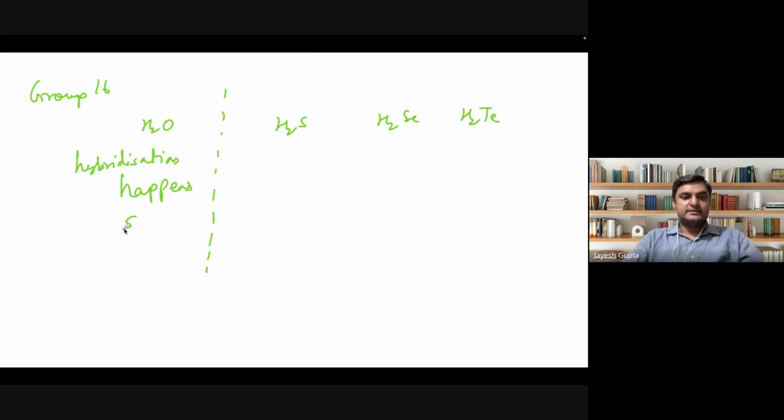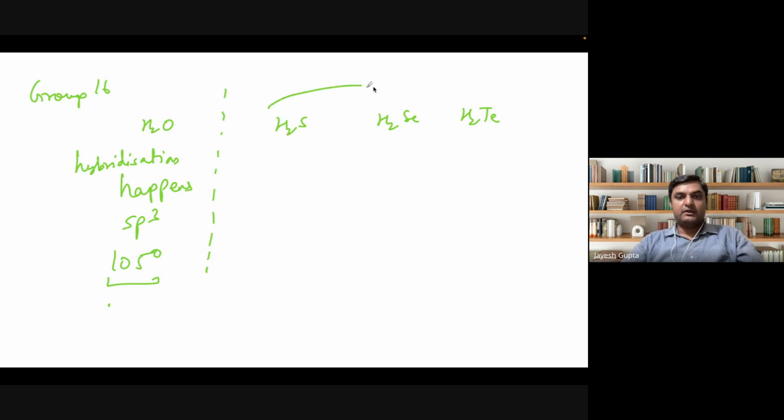Hybridization happens, sp3. The bond angle comes to about 105 degrees, closer to 109 degrees, because there are two lone pairs. Two lone pairs give more repulsion, so the angle closes down more. So this is a bent shape, a V shape. That's why it is 105 degrees.